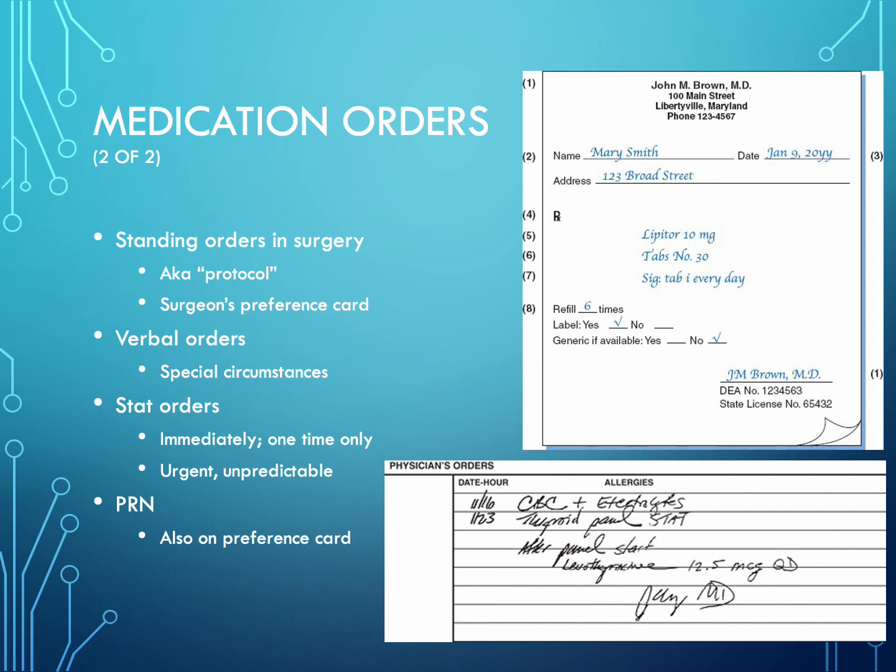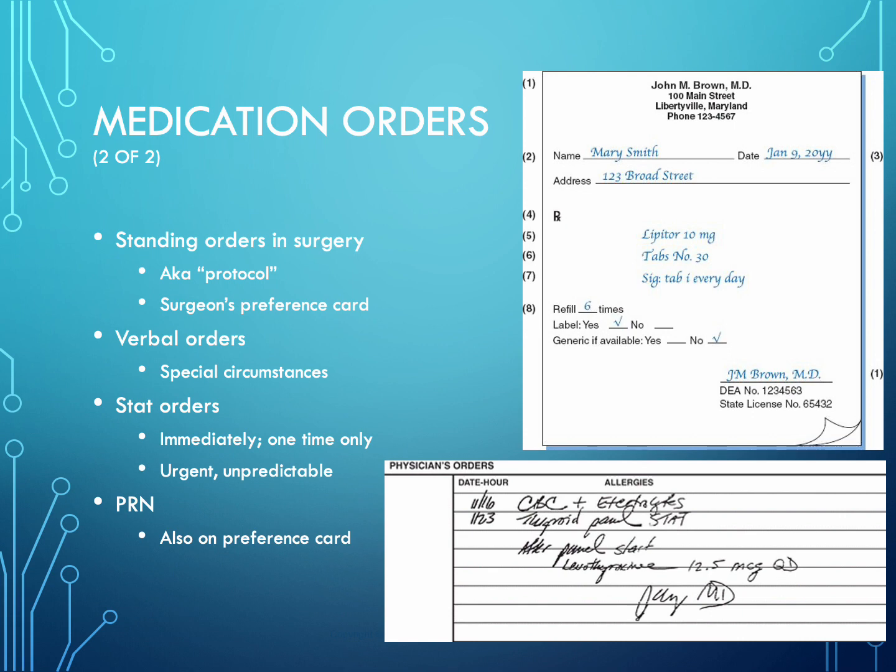So let's talk about stat orders and PRN orders. Now, a stat order is a type of verbal order that indicates that the drug needs to be administered now, immediately. And commonly, stat orders are given during emergency situations such as cardiac arrest. Now, PRN stands for pro re nata, which is Latin for give as needed. So this PRN means the drug should be given as needed.